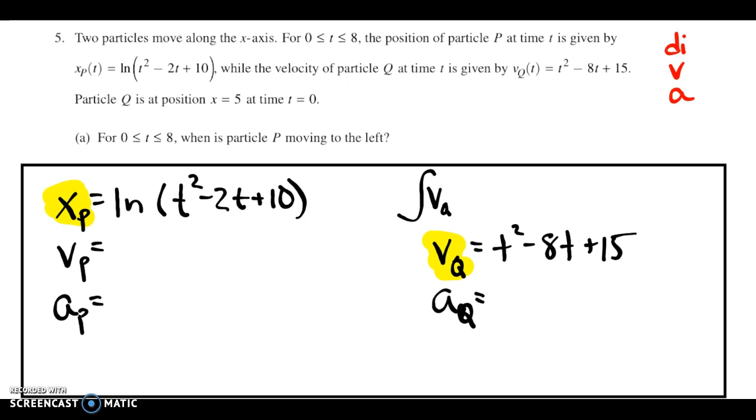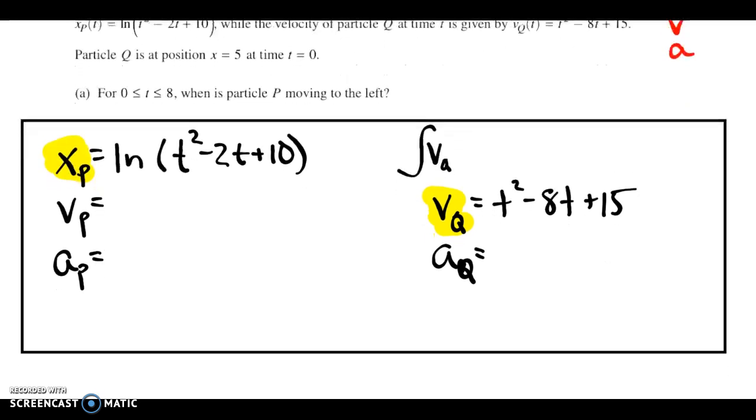Okay, so the first question they asked me is, for t between 0 and 8, when is particle P moving to the left? In order to figure that out, that's going to be velocity. Is it a positive velocity or a negative velocity? So I'm going to need the derivative of the statement that's there, which would be 1 over t squared minus 2t plus 10, times the derivative of the inside of that function, which is 2t minus 2.